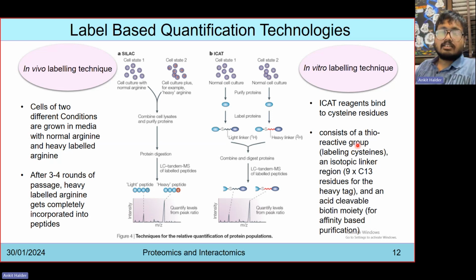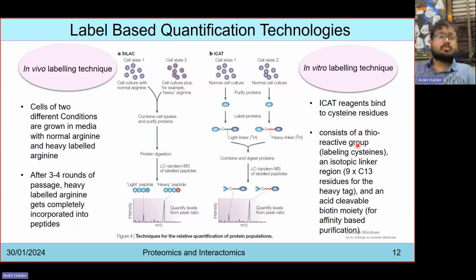Now, the major thing is that in iTRAQ and TMT, the labeling was done on the peptides, but this is being done on the cysteine residues of all the peptides, wherever the cysteine residues are there. So ICAT, what it does is that the thioreactive group will get linked with the cysteine. So it suffers from major disadvantages, like if you have a cysteine-rich protein, the labeling efficiency and all those depend on it, and that's why it is not so much in use as of now.